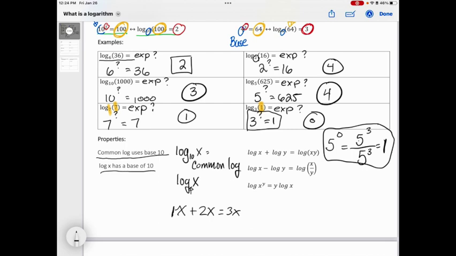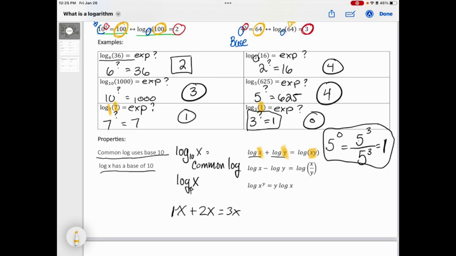Looking at the properties, if I have two individual logarithms, log of x and I'm adding log of y, I can rewrite that as one logarithm using multiplication. So whatever is here and here with the individual logs, we can combine it into one log with multiplication. And then you can do that in the reverse direction as well. If you have one log as two things being multiplied, you can separate the logs by putting a plus in between them.